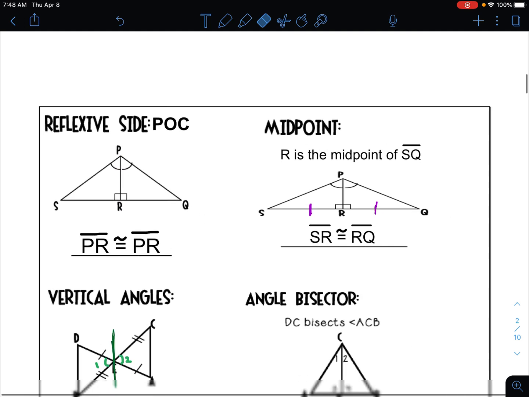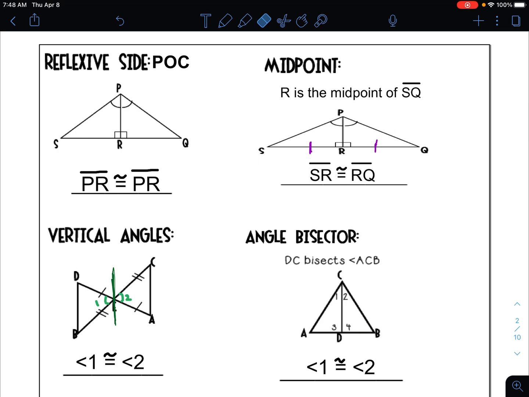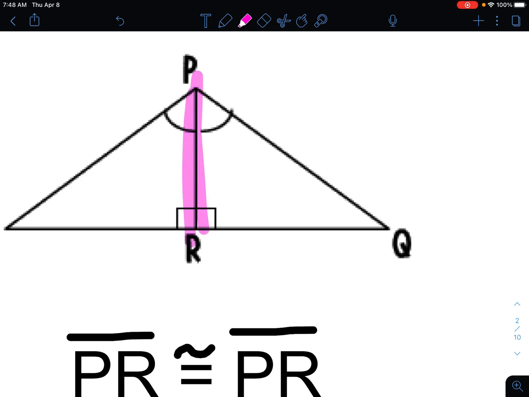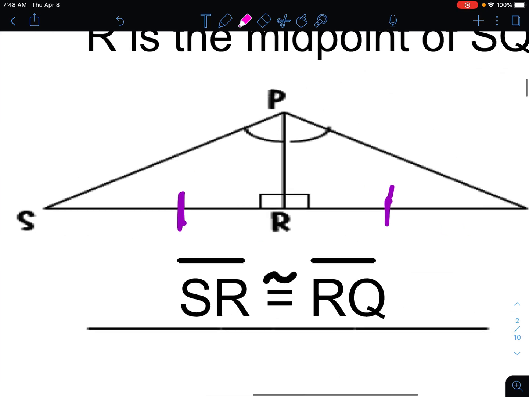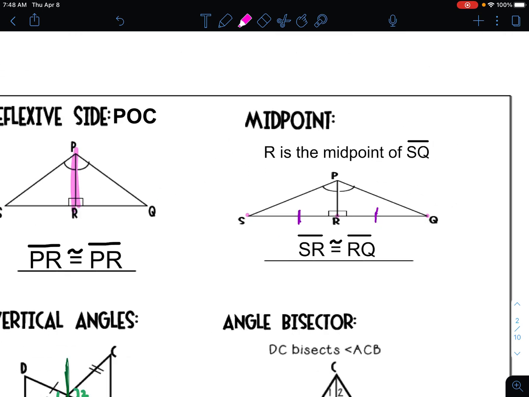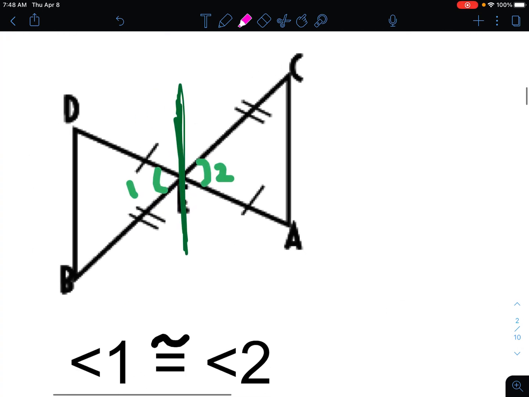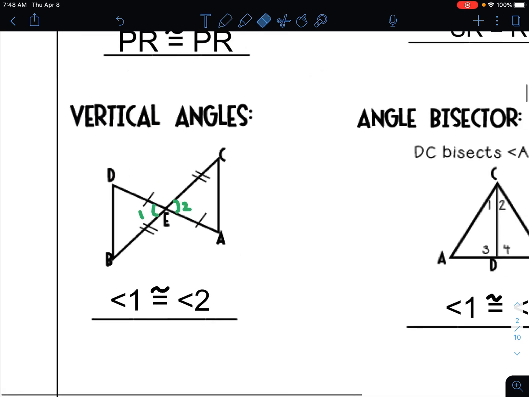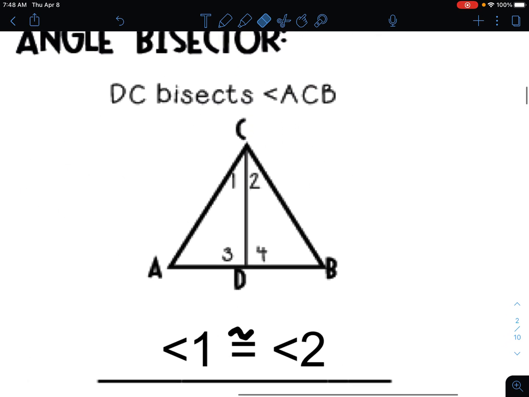And then based off the given, these are the 4 little side projects that we have been talking about. Reflexive property, that's this side right down here is congruent to itself. We have the midpoint. If R is the midpoint, then it is the same distance to R as it is to Q, so we can say that those 2 are congruent by definition of midpoint. Vertical angles, same thing. If they're connected at a vertex, the tips of those angles are going to be congruent to each other because they are vertical angles, so we would use the definition of vertical angles.